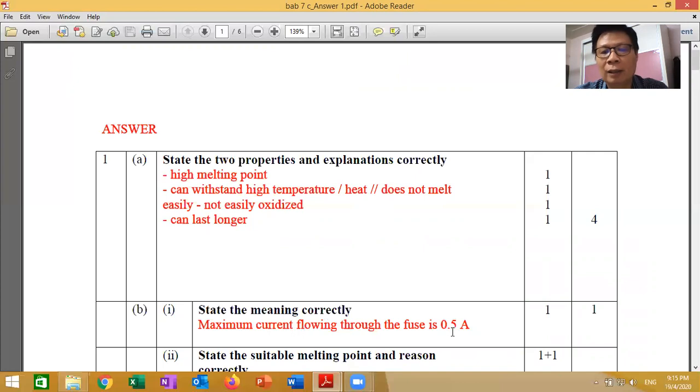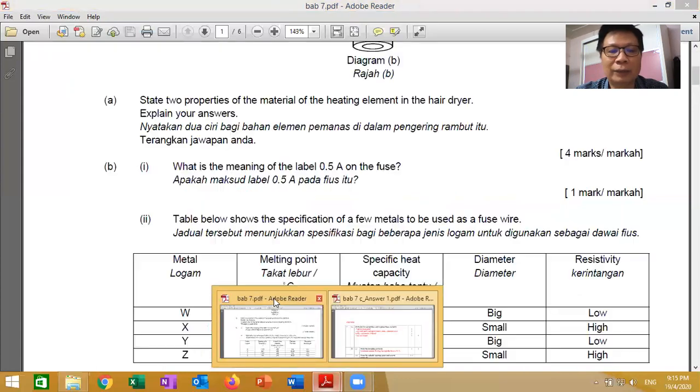If a current higher than 0.5 ampere flows in, what happens? The fuse will become hot, then it will melt. Once the fuse melts, the current is cut off. Understand or not? So the label 0.5 ampere means the fuse can only withstand a highest current of 0.5 ampere, not higher than 0.5 ampere. Understand that? All right. Next part of the question.